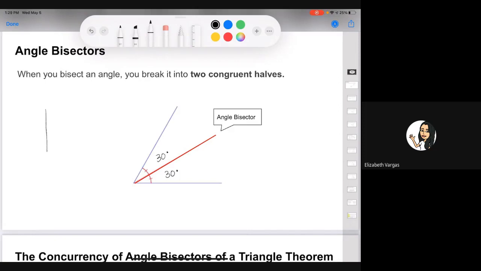Another example may be if I have a 90-degree angle, and then I apply an angle bisector, it cuts it into two congruent halves. So obviously 90 divided by 2, this one would be 45, and this one would be 45. So that is what an angle bisector is. It cuts an angle into two congruent halves. Okay.